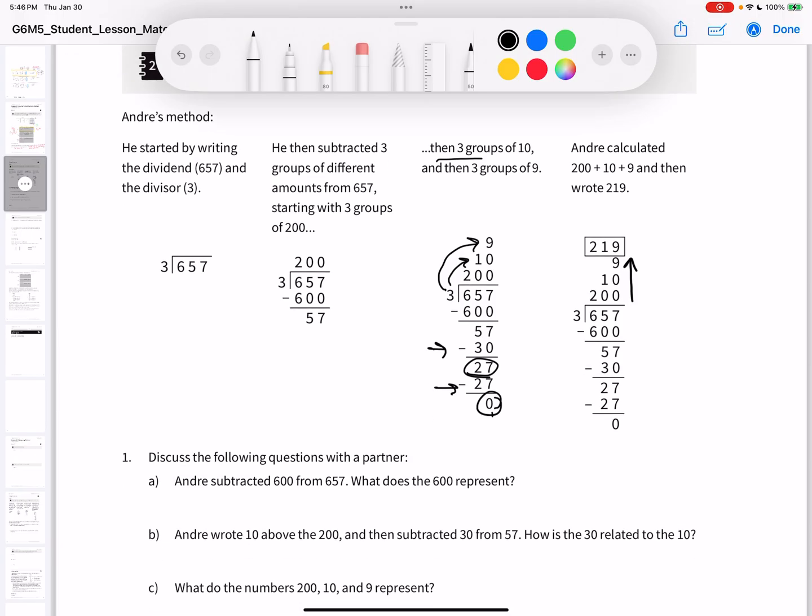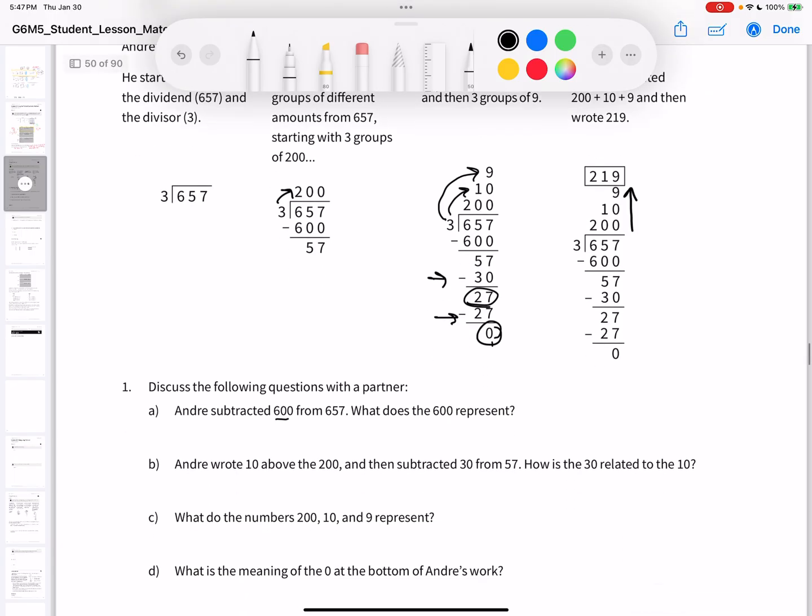Andre subtracted 600 from 657. What does the 600 represent? Well, the 600 represents the 3 times 200, right? 3 groups of 200. Okay? Because Andre looked and said, oh, 3 times 2 gets me 6, but it's 657.